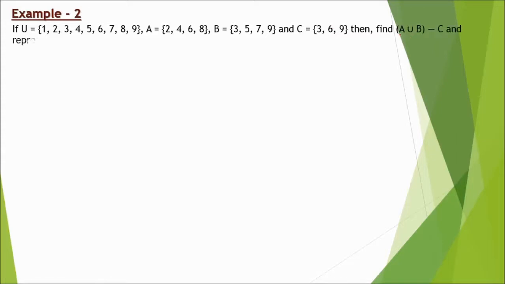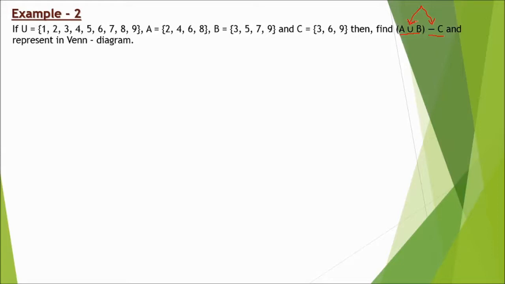We have the universal set, set A, set B, and also set C. This is an interesting question. Now we have to find (A union B) difference C. How many operators are there? There are 2 operators, so you have to do your work twice.